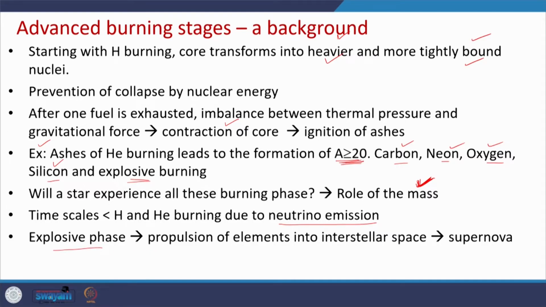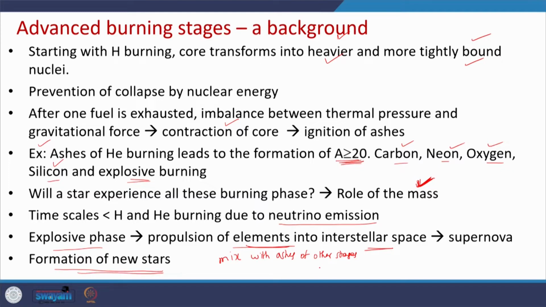All right. Now, in the explosive phase, what will happen? Whatever heavier elements are formed, there is something called propulsion of these heavier elements into the interstellar space, which we call a supernova, right. After the propulsion of heavier elements into the interstellar space, what will happen? New stars will be formed. How? These heavier elements in the interstellar space will mix with ashes of other stages, giving rise to the formation of new stars.